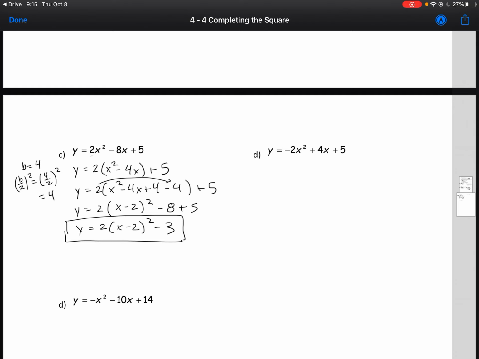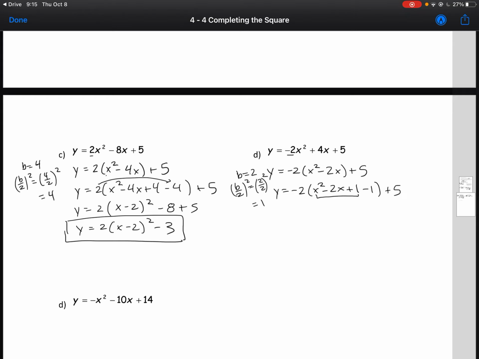Our next example here has a negative in front. My approach is still the same. I'm going to factor out negative 2 from my first two terms. I'm going to take my b value, divide it by 2, and square it, which gives me 1. And then I'm going to add and subtract that so that my first three terms form a perfect square trinomial.